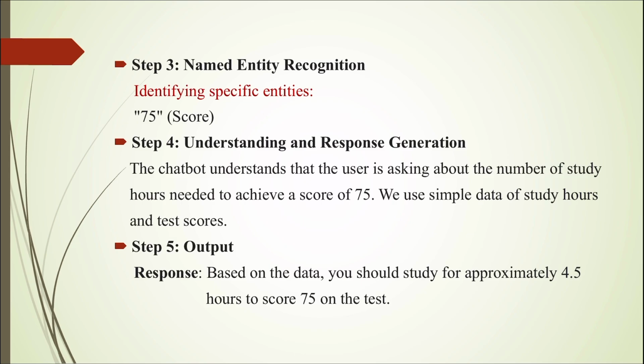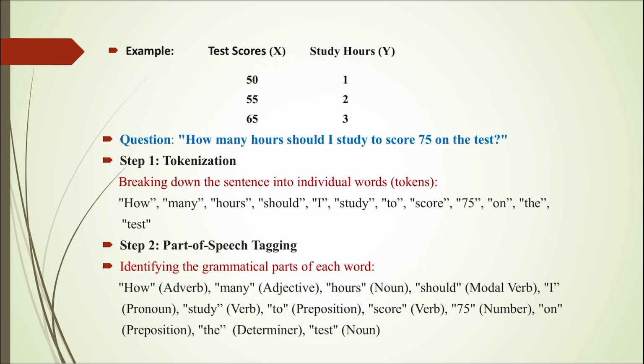And this response is formulated using this data involving two variable values, x and y. Again, in the backend, a machine learning model is trained on this data. That is, the relationship between the variables y and x is determined, and that relationship is used to answer this question, that how many hours should I study to score 75 on the test.